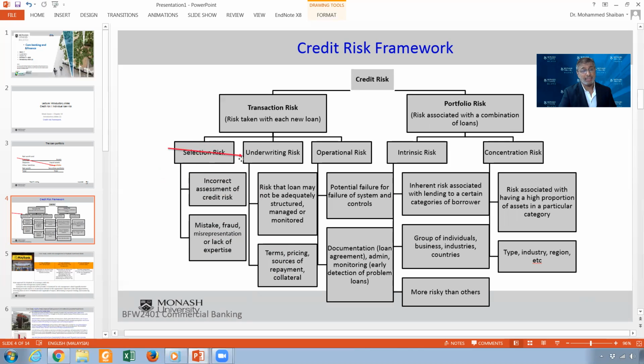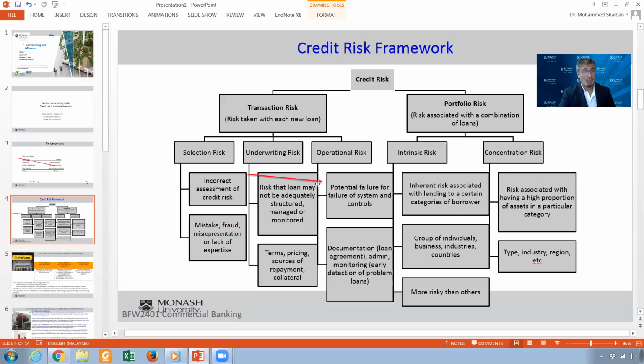And after that, if you select the right person and you sign the contract, then during the life of this 30 years of the loan, you have to maintain it. So there is a potential failure for the payments, the compliance with this contract. So you have to have the right documentation. You have to monitor that loan. You have to have early detection of problems with the loans. All those issues, you have to do when you do a loan.